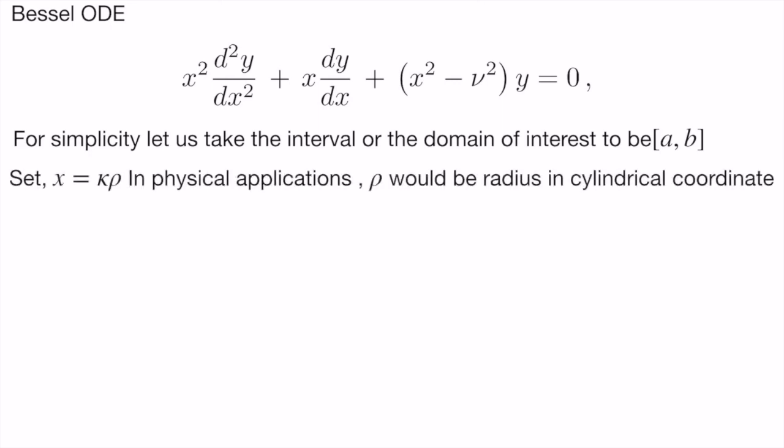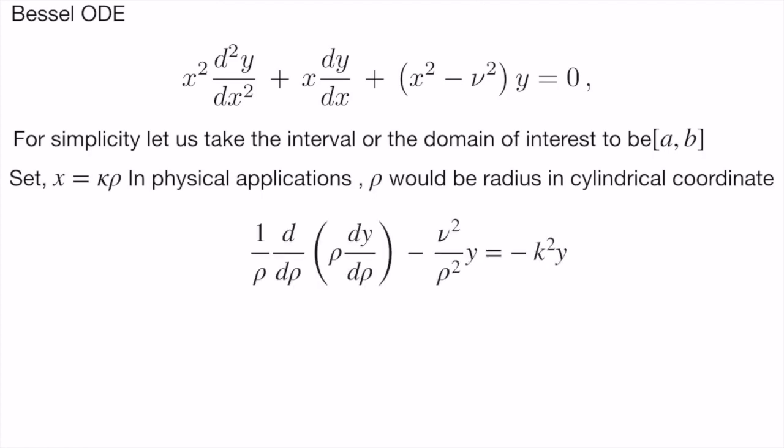Now let's say that x is equal to kappa times rho. This comes in the physical application. We have seen that in the cylindrical coordinate system, rho is the radial coordinate, and then x turns out to be kappa times rho, where kappa comes from the eigenvalue along the z direction. But irrespective of that, we can use it as a conventional Bessel function given in this equation.